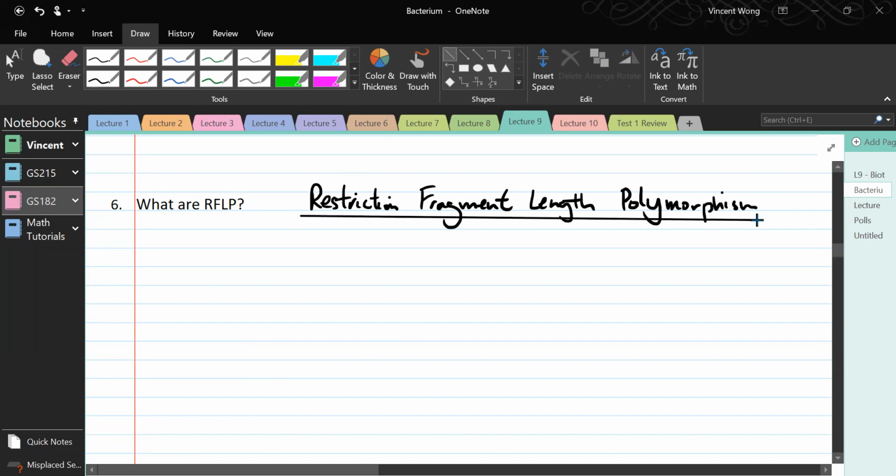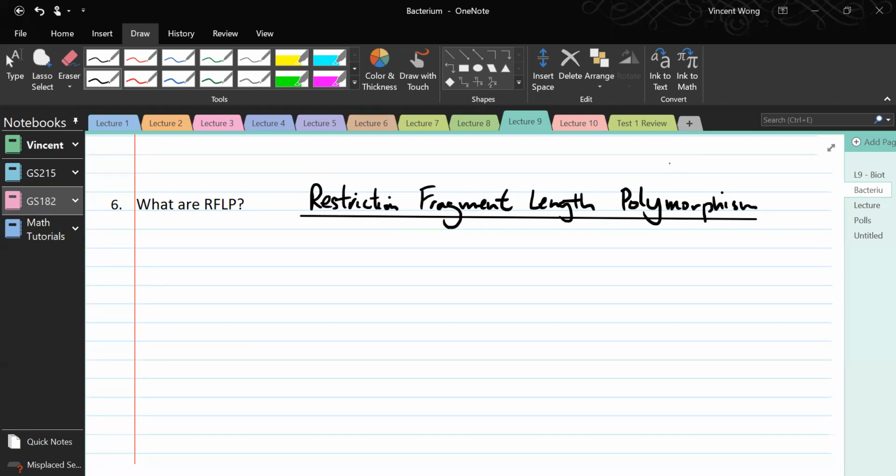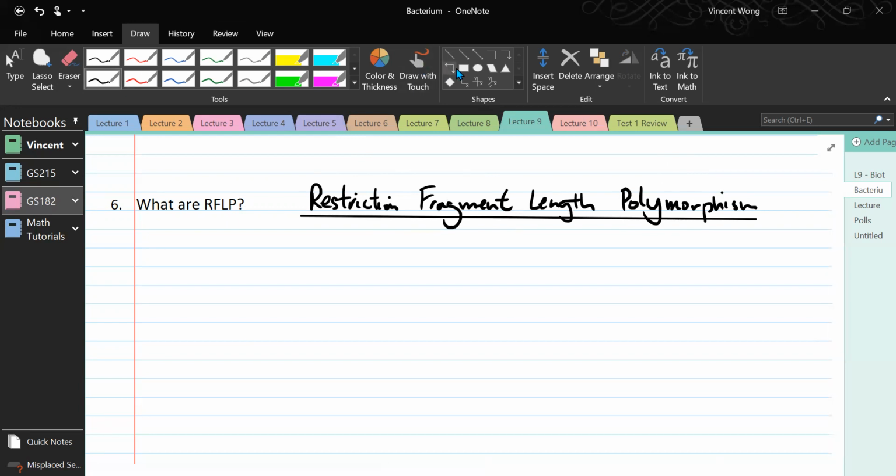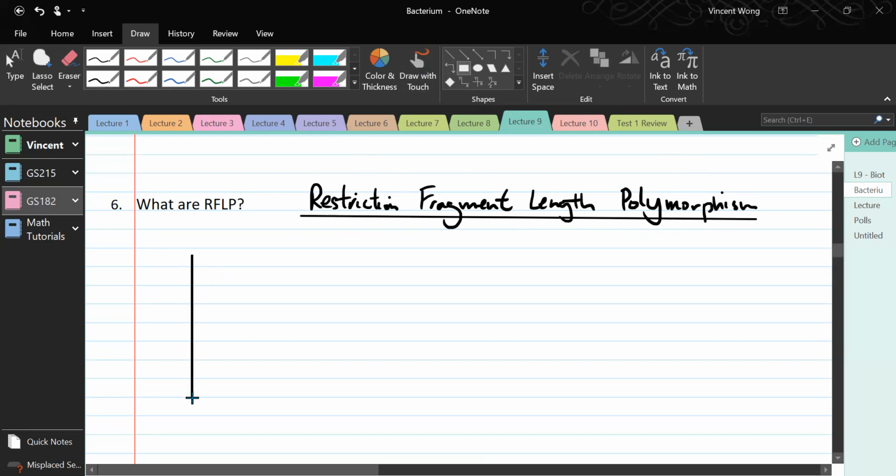Let's try to deconstruct this thing. Polymorphism is just a fancy word for saying different. A polymorphism between you and me just means that our DNA looks different at a specific location. And what kind of difference are we talking about here? We are talking about the difference in the length of the fragments created by restriction enzymes. So that's what it means. Now let's do an actual example. I'm sure I talked about this in class in the recordings, but it's complicated, so let's go through it again.